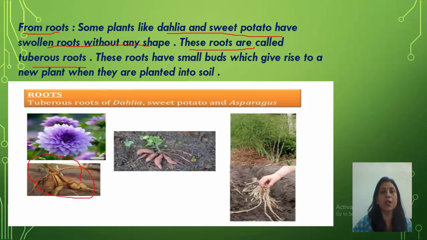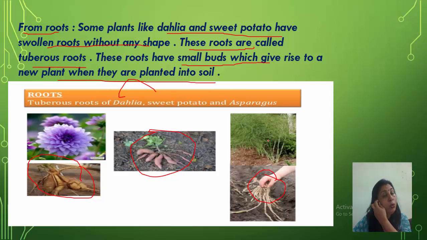You can see in this. These roots have small buds which give rise to a new plant when they are planted into soil. You can see the irregular shaped. These all are tubers of root. That is tuberous roots.